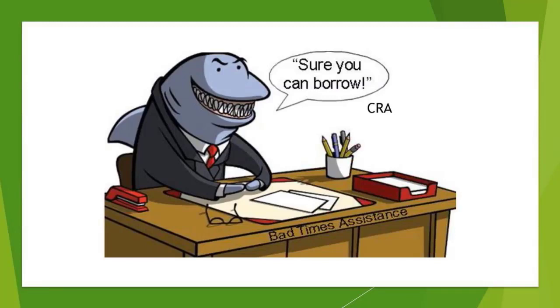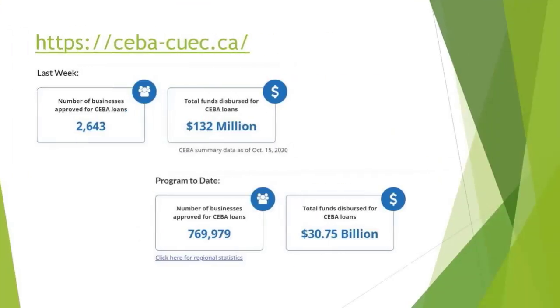So sure, you can borrow. CRA says in bad times, assistance here, they're giving out money, but don't forget, 1/3 of that 60,000 is forgivable if you meet all the criteria. Where else are you going to get that? So of course we're going to borrow. We're encouraging everybody we know to borrow.